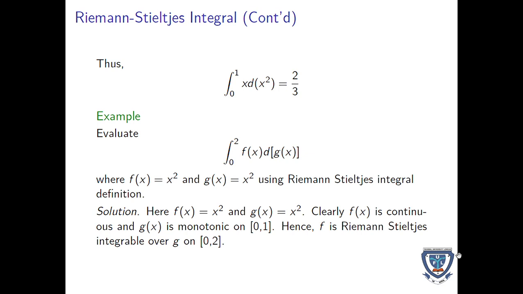Now, our f(x) is x squared, g(x) is x squared. So you are integrating from 0 to 2 of x squared with respect to x squared, using Riemann-Stieltjes. Clearly, f(x) is continuous and g(x) is monotonic on the interval 0, 2. Hence, f is Riemann-Stieltjes integrable with respect to g on 0, 2.